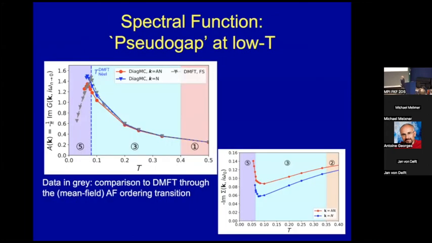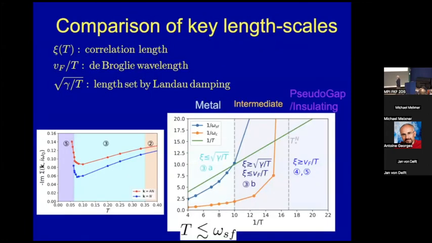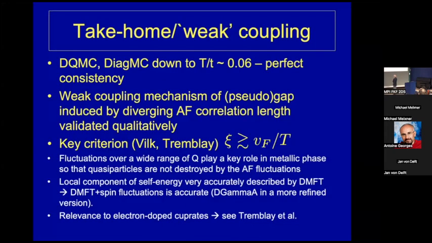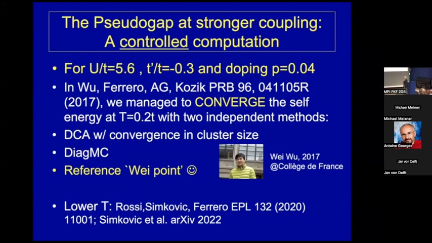Okay, so pseudogap in the weak coupling regime, the box is ticked and everything is understood probably. So that's the take-home message. Pseudogap is due to spin correlations and only applies in the weak coupling regime when the correlation length is large enough. Okay, so what about strong coupling?